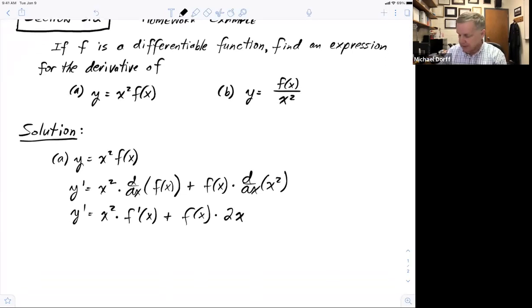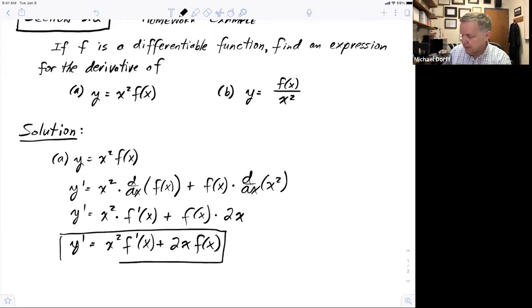We could leave the answer like this. Often, it's common to put the x terms in front. So you could see an answer like this, x squared times f prime of x plus 2x times f of x. Either this answer, this last line, or the one before are correct. It doesn't matter whether the 2x comes first or second in that last term. All right, but the preference is probably to do it first. But they're both exactly the same and they are correct.